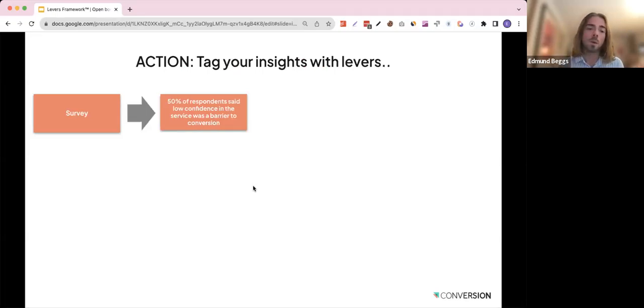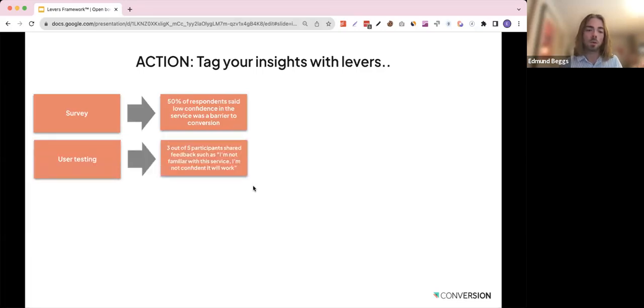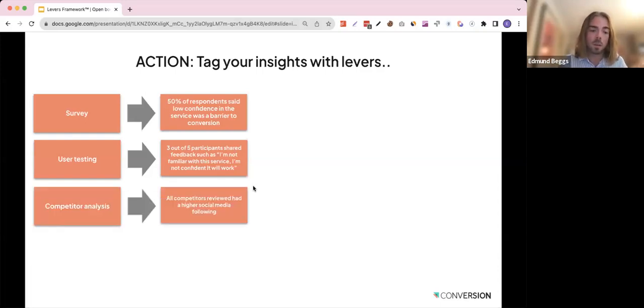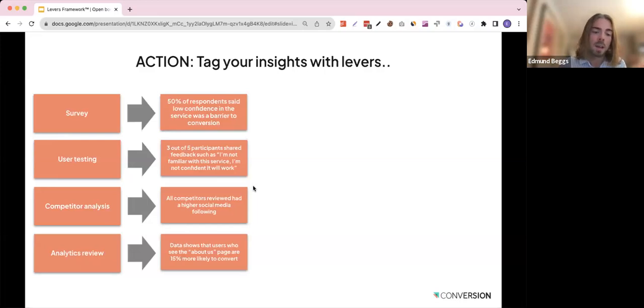So let's say we were working on this site and we see from a survey that 50% of respondents said that low confidence in the service was a barrier to conversion. We may also have user testing data saying, for example, that 3 of 5 participants shared feedback to the effect of, I'm not familiar with this service, I'm not confident that it will work. Likewise, competitor analysis may be highlighting that competitors' reviews have a higher social media following, maybe a greater degree of brand recognition in the market. The analytics review may then highlight that users who have had a chance to see the About Us page to see a bit more about the history of the service maybe seem a little more likely to convert on average.